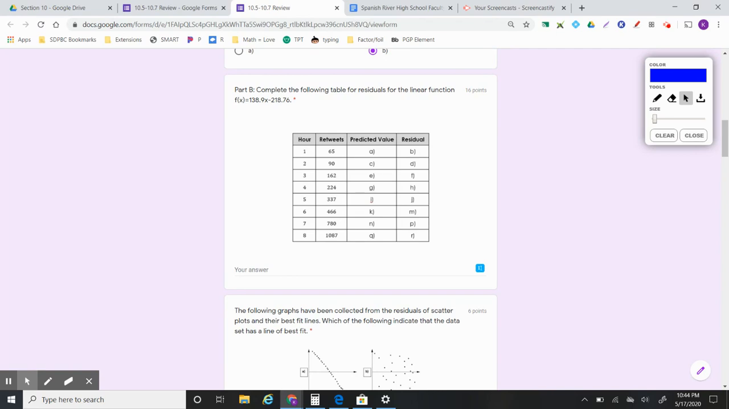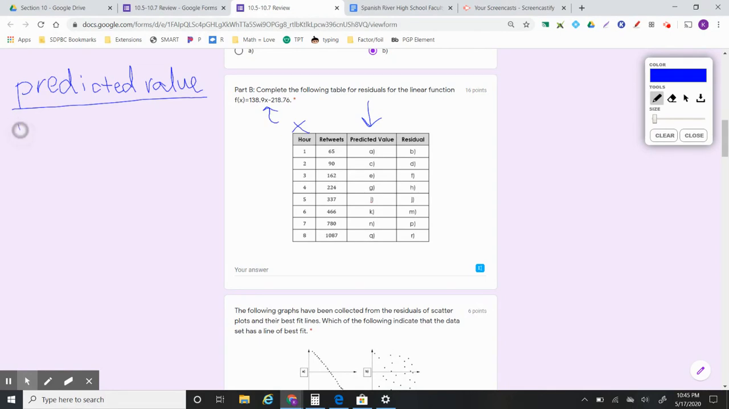Now, a lot of people are getting this one wrong because they're asking you to fill out this entire table with this review problem. On the quiz, you'll only be asked a specific value, like asking for K or asking for M, but in this example, they wanted you to find everything. I'm just going to go through how to find the first two examples with you. To find the predicted value, that is this first column, I'm going to take my hours, my x value, and plug it into the equation.